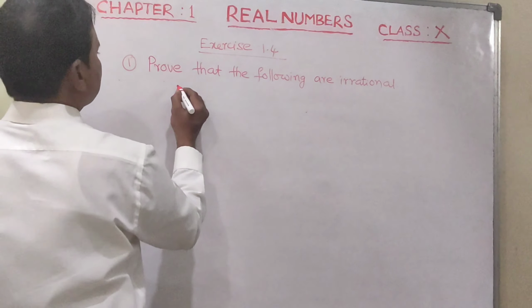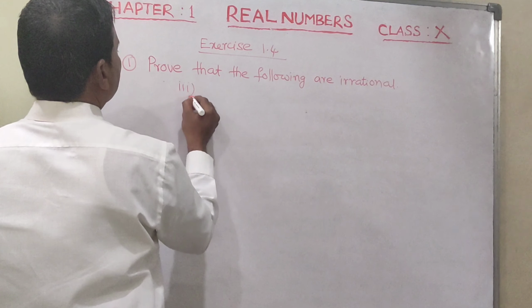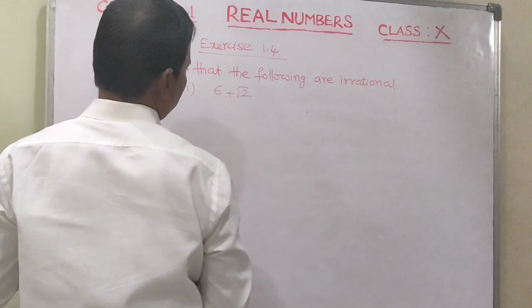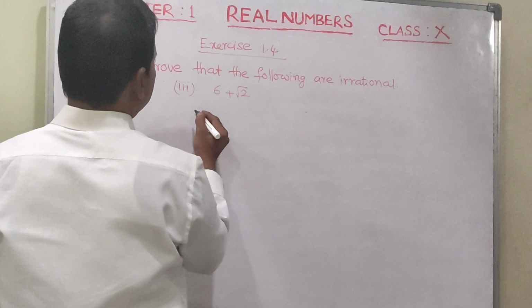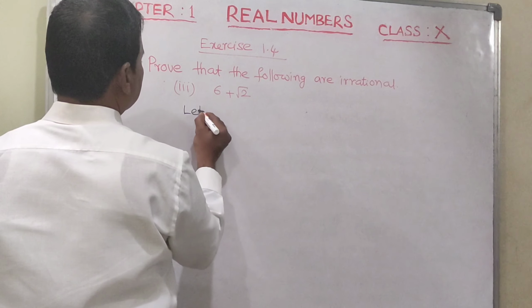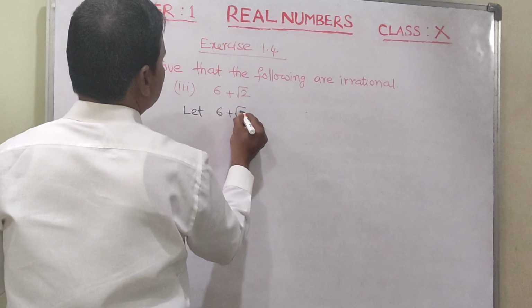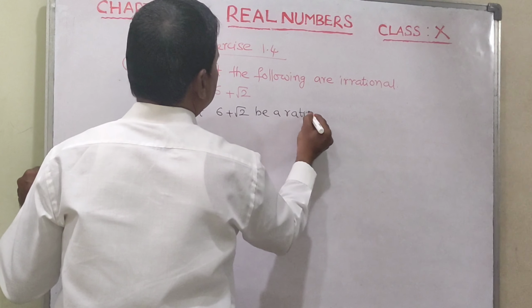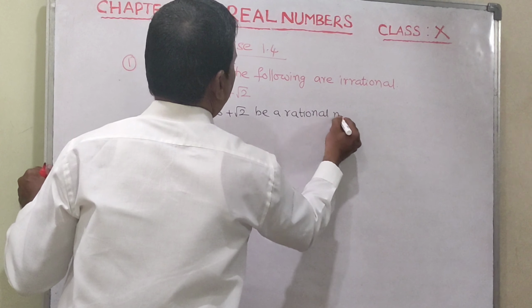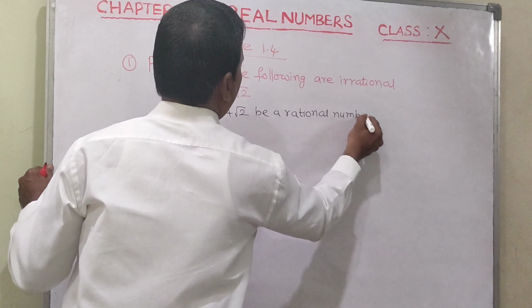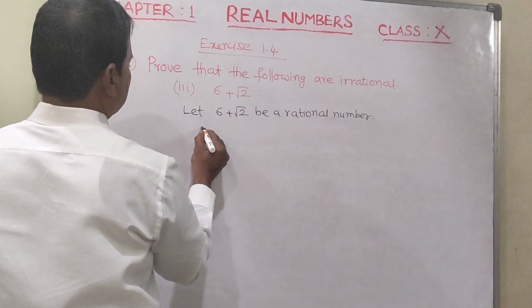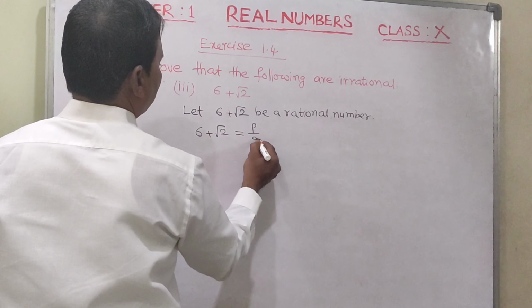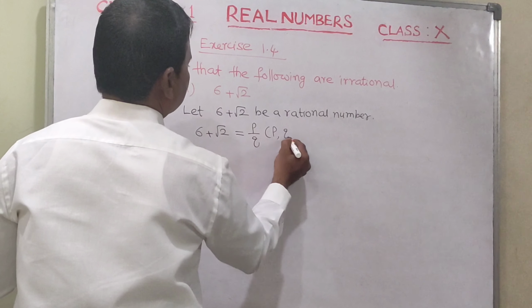This is the second problem: 6 plus root 2. So, what should we write? Let 6 plus root 2 be a rational number. Then 6 plus root 2 will be in the form of p by q, where p and q are integers.